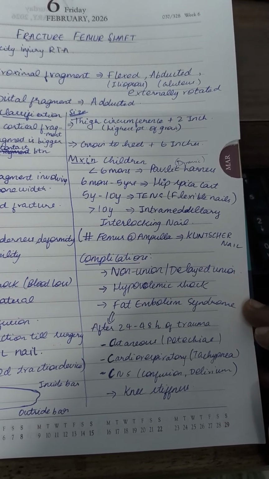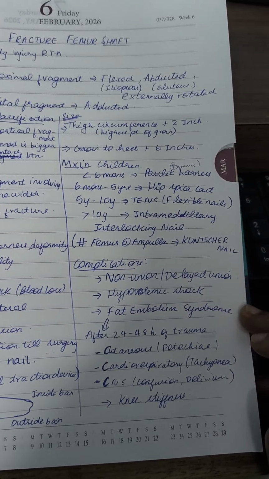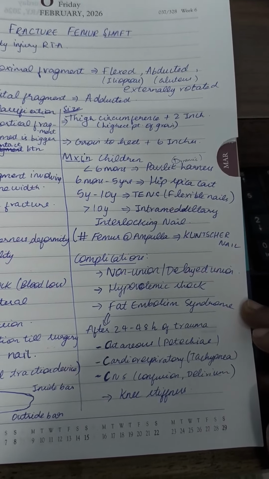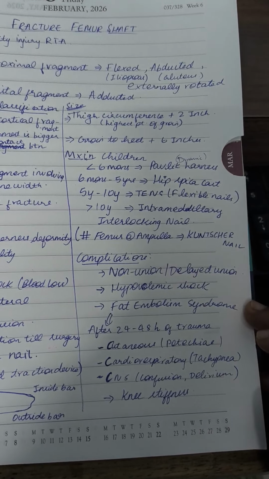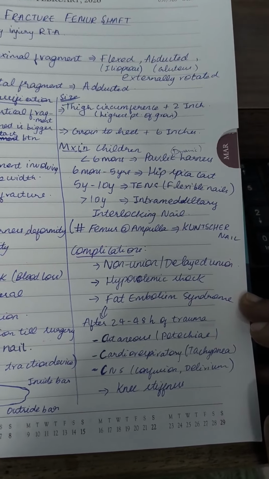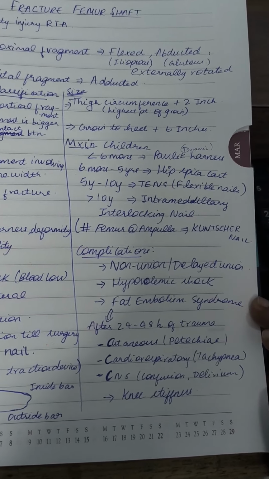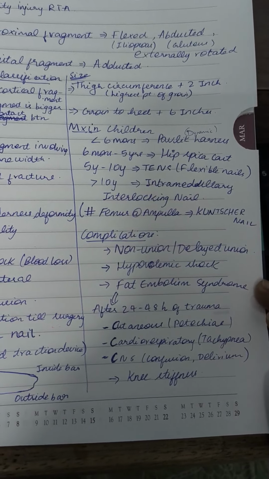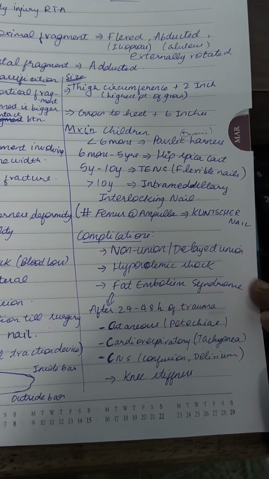Complications of fracture femur shaft include non-union, delayed union, knee stiffness, hypovolemic shock and fat embolism syndrome, which usually occurs after 24 to 48 hours of the trauma. The patient presents with petechial rash, tachypnea and confusion.